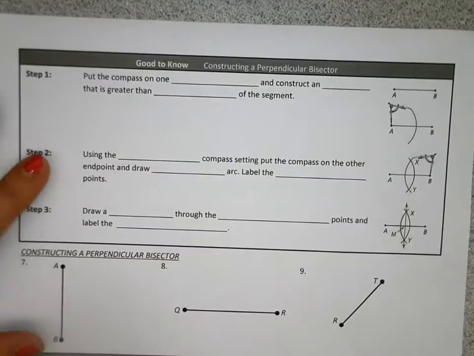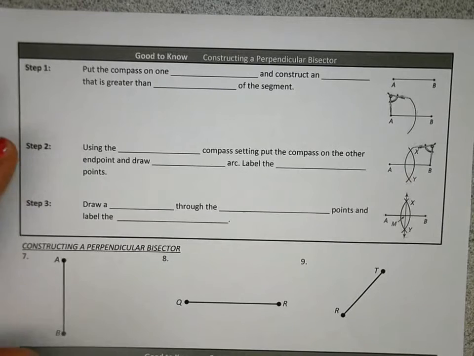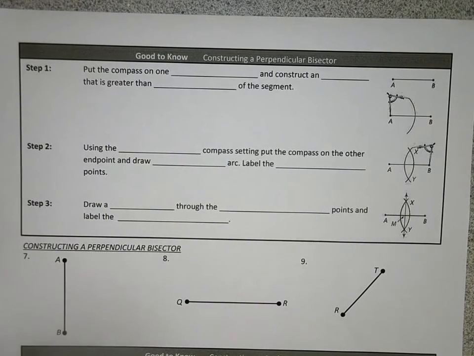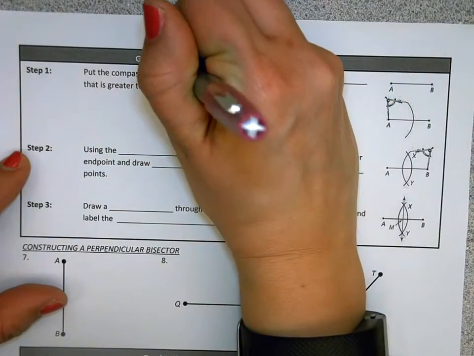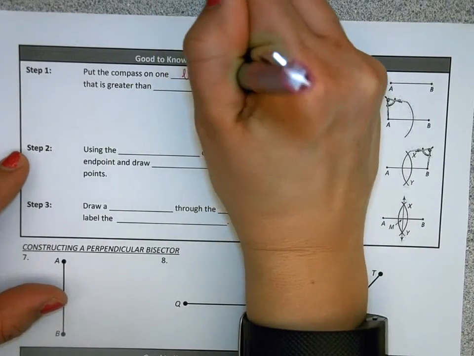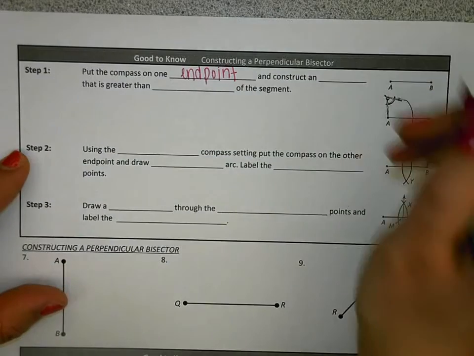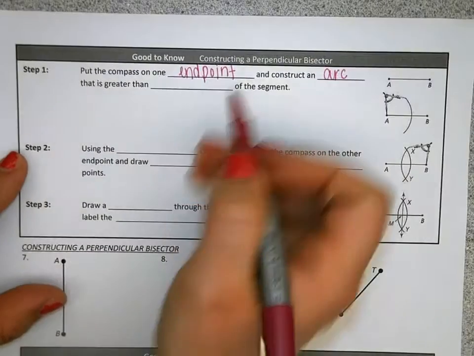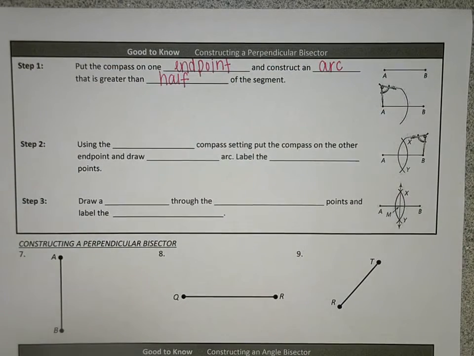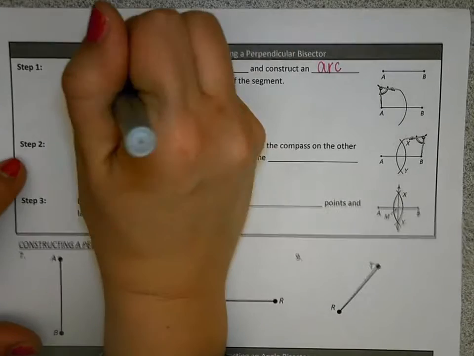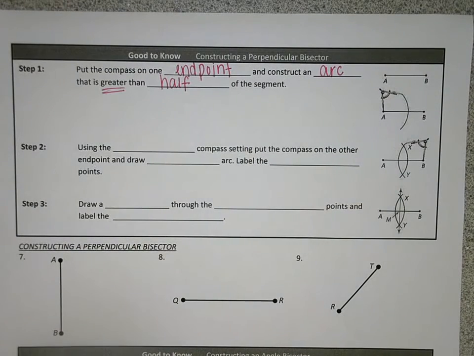These ones are actually really fun because you get to make almost 2 semicircles. So what we're going to do is we're going to put the compass on one end point and construct an arc. And here's the important part. That is greater than half of the segment. So it has to go past the midpoint. I'm going to underline it. Greater than. So it has to go past the midpoint. And that's all we're doing.